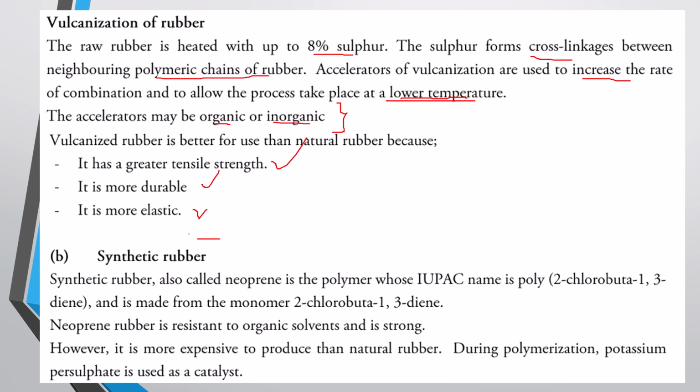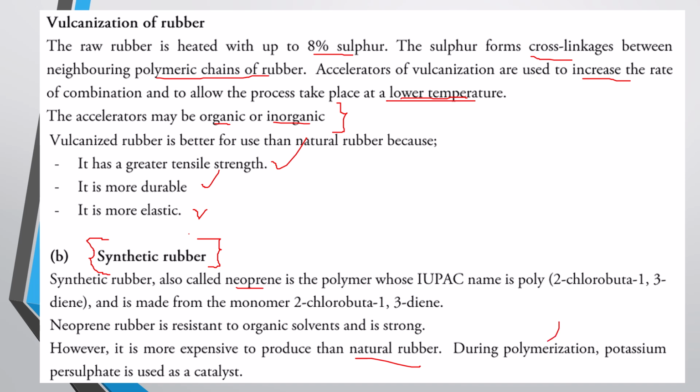Now let's look at artificial or synthetic rubber. Synthetic is the same as artificial. I hope you know that all the way from your O level. So looking at synthetic rubber, it's also going to be called neoprene. And this polymer, whose IUPAC name is poly-2-chlorobutan-1,3-diene, is going to be made from a monomer which is 2-chlorobutan-1,3-diene. So looking at this, it's more expensive to produce as compared to natural rubber. Since it's artificial, we need to engage a lot of raw materials in its processing.